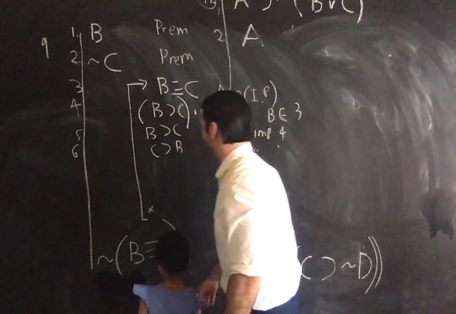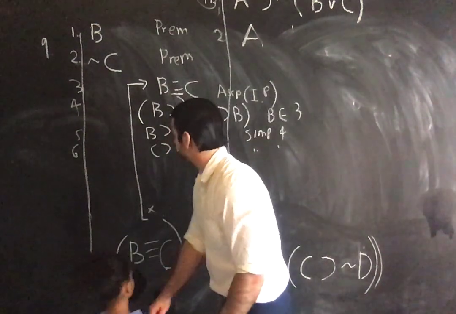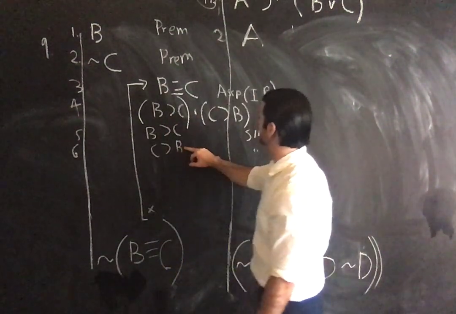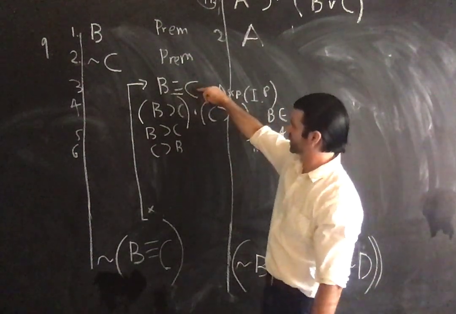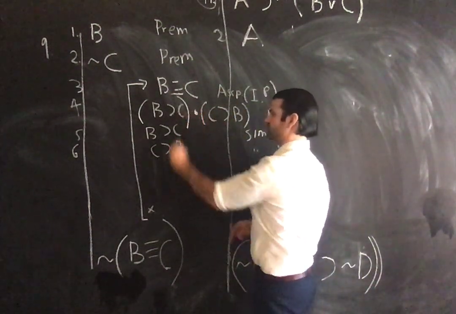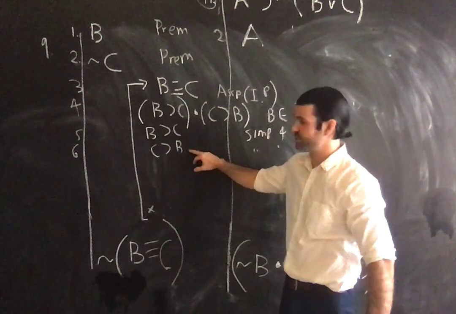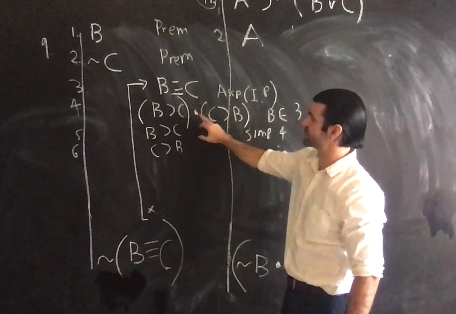Oh, wait, we're doing a proof. B hook C and C hook B. Okay, you see that? Biconditional exchange, that's the conjunction. I simplified to get the 2 conditionals that are the conjuncts of this.